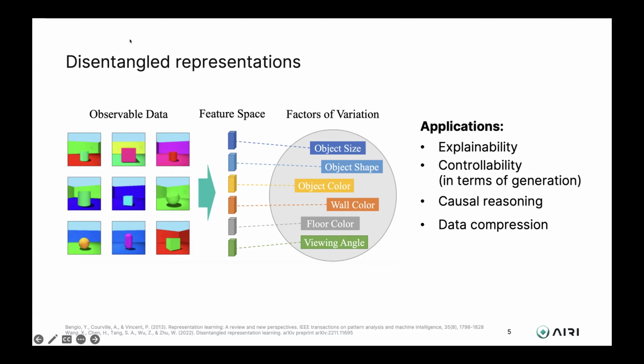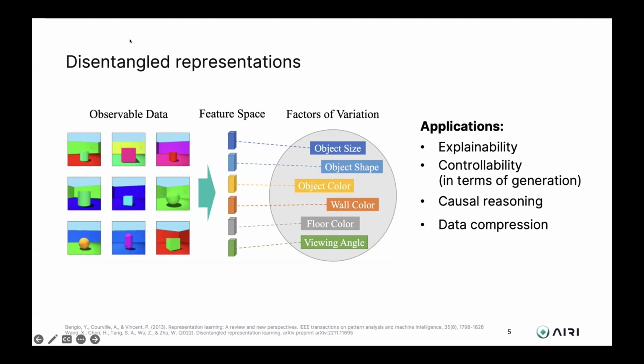One of them is explainability. If we could separate our data into features that correspond to some factors of variation, then by changing one of these factors, we could see or predict how our model will behave in the future, or how our answer will change. So this gives us a good understanding of the model, and of the learned representations we use in our task.